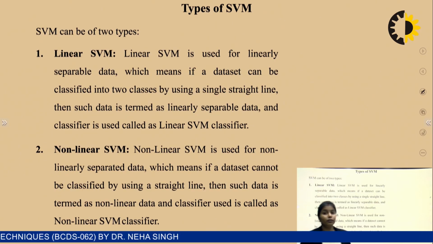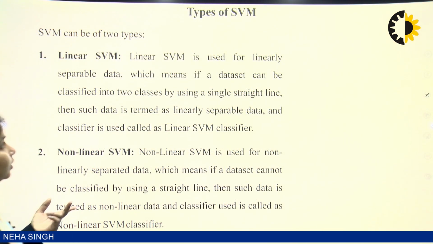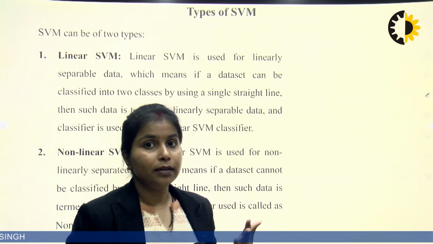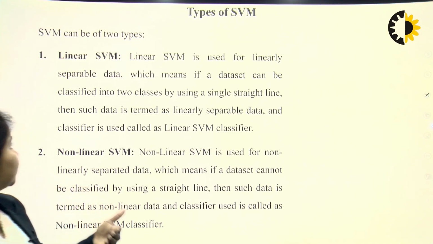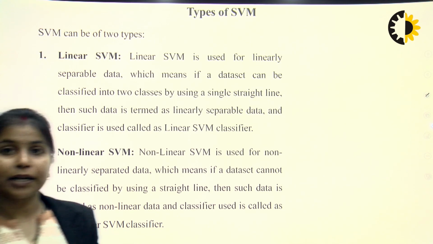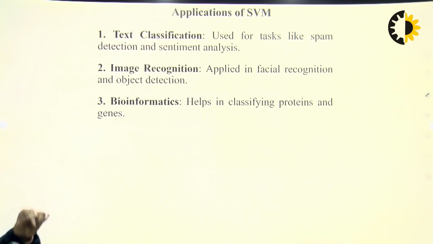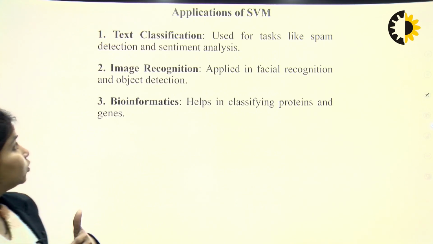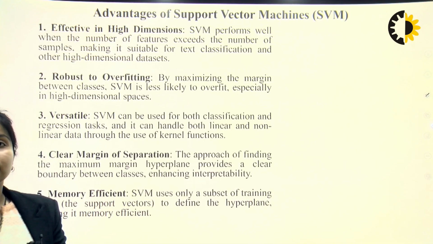Types of support vector machine. Support vector machines are basically of two types: linear support vector machine and non-linear support vector machine. Linear SVM is used for linearly separable data, which means data that can be classified into two classes using a single straight line. Non-linear SVM is used for non-linearly separable data, which cannot be classified with a straight line. Applications of SVM are text classification, image recognition and bioinformatics.